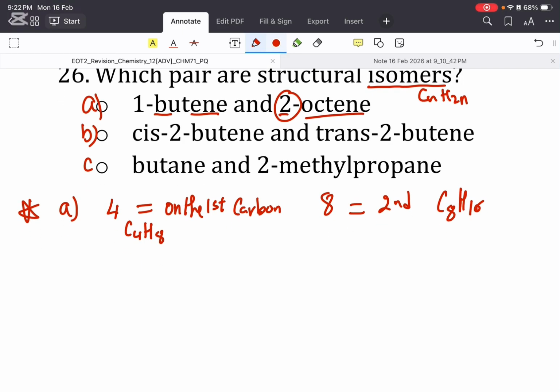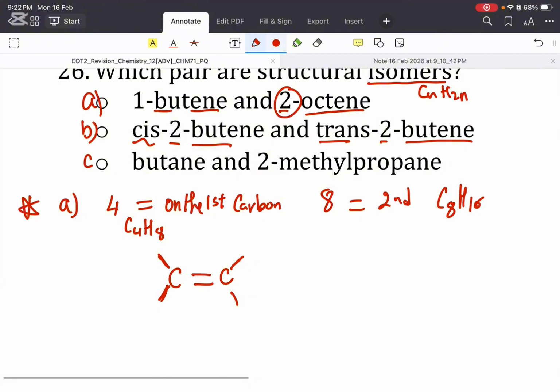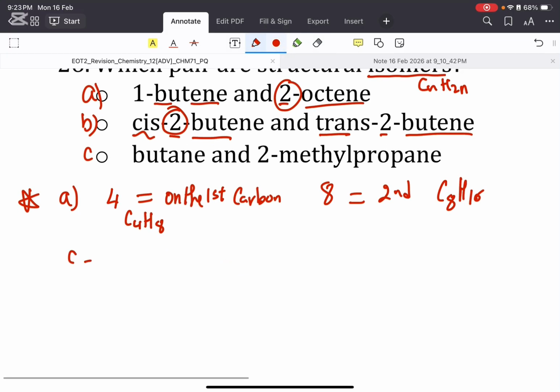Next, cis-2-butene and trans-2-butene. Now let's look at these isomers. Cis-2-butene, you need to draw it. 1, 2, I have 4 carbons, so you always do 4 carbons like that. So if that's the second and that's the third, because it says on the second I have a butene, I'm gonna draw it in a different way. So butene, I have 4 carbons and I have the double bond on the second.